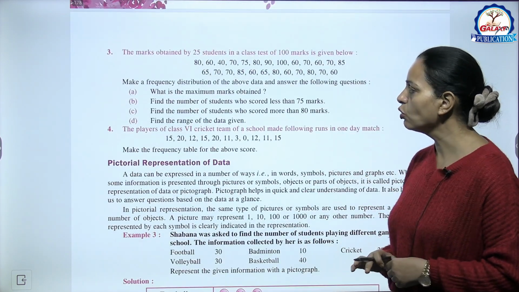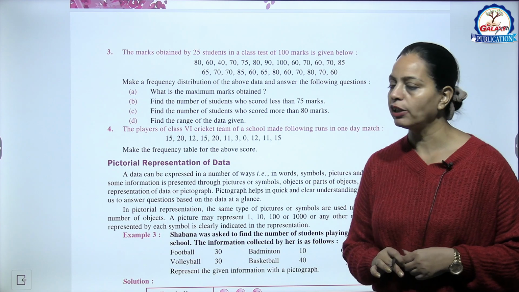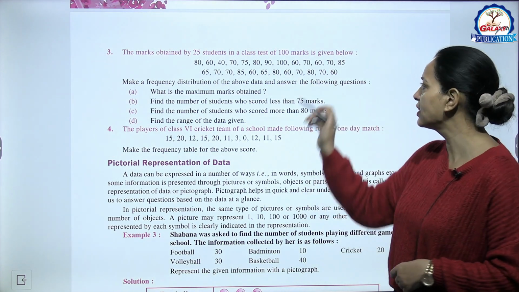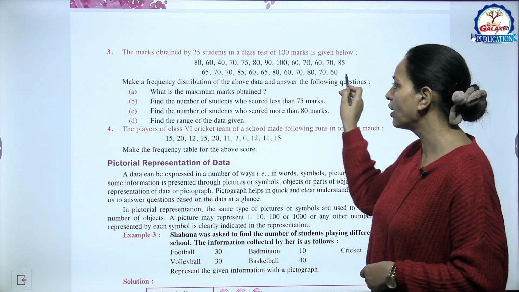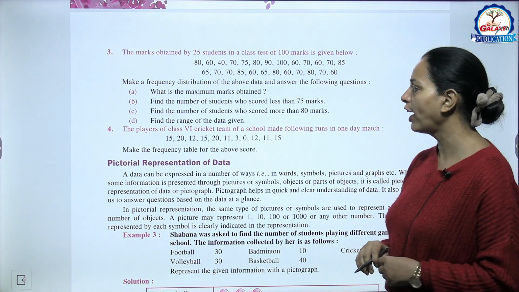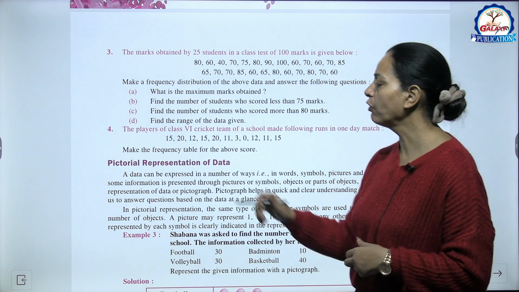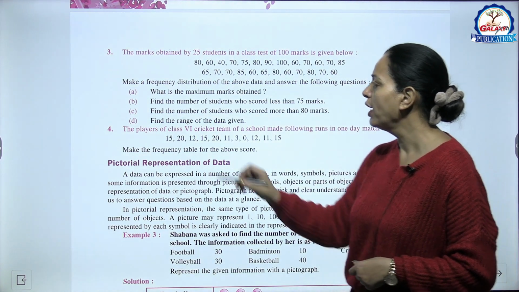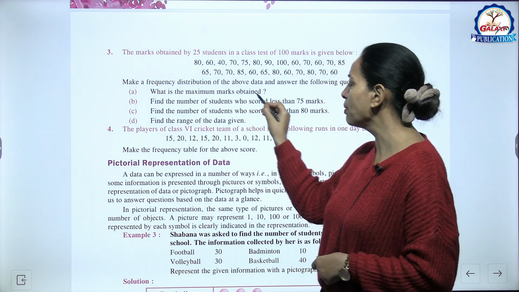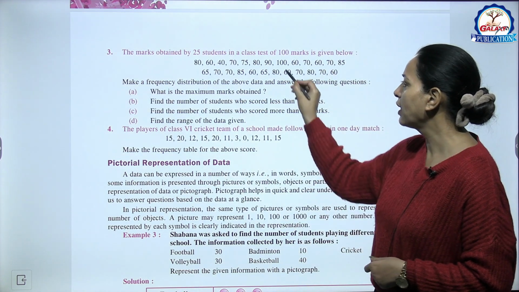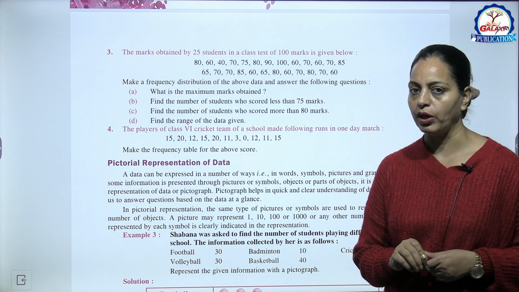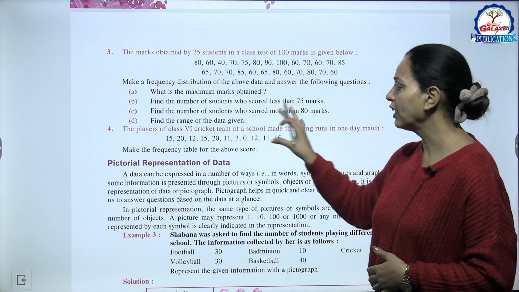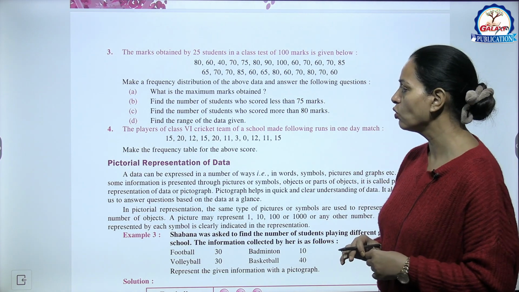Now see the third question, the marks obtained by 25 students in a class test of 100 marks is given below. So these are the marks obtained by 25 students. Now make a frequency distribution of the above data and answer these questions. A part, what is the maximum marks obtained? That is 100. Okay, frequency distribution you will try on your own and then give answers of these questions.